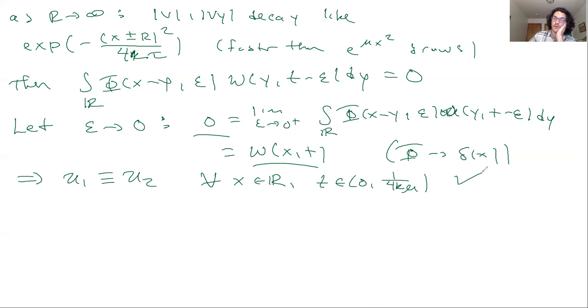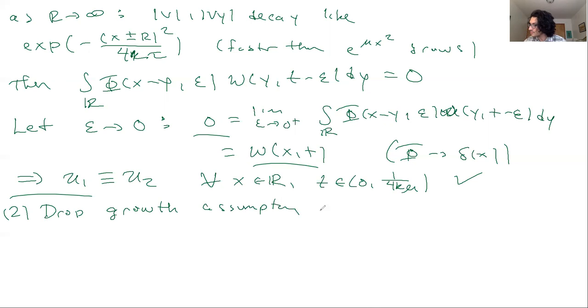So that's what we wanted to prove, right? That U1 equals U2. Now, what did we assume up front, right? We assumed this growth assumption on U sub y. We can drop that, okay? So let's now drop this growth assumption on U sub y, okay?